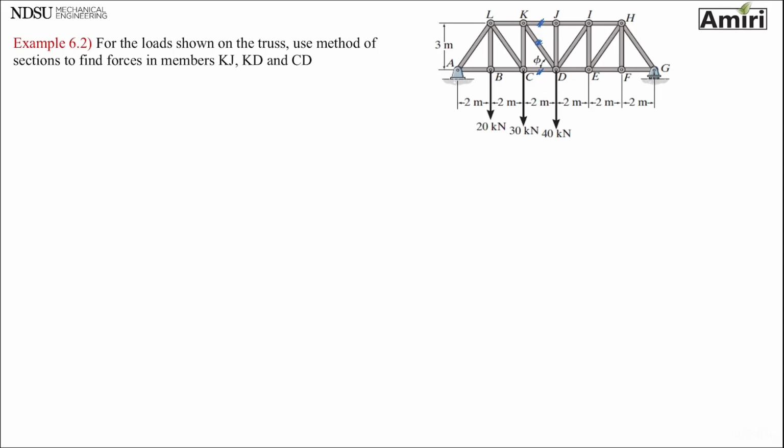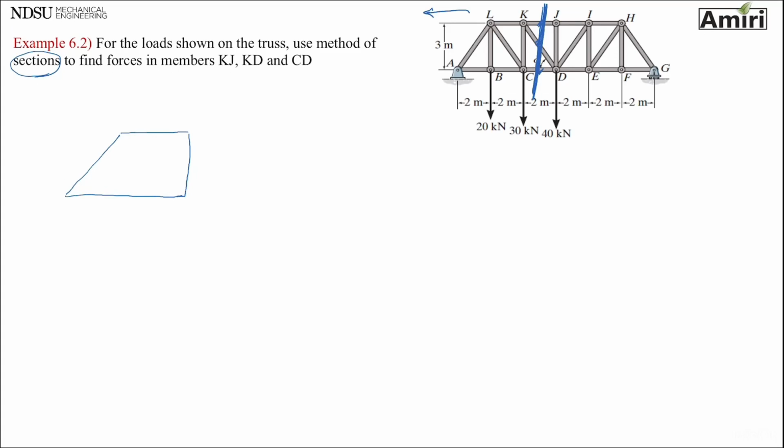It's method of sections, so I need to make a cut. I will make a cut that goes through all of those members. So I'm going to make a cut right here. And that will divide my truss into two halves. And then you got to pick one side to draw a free body diagram of. Okay? I will pick this side to draw a free body diagram of. And this is the free body diagram of my section.